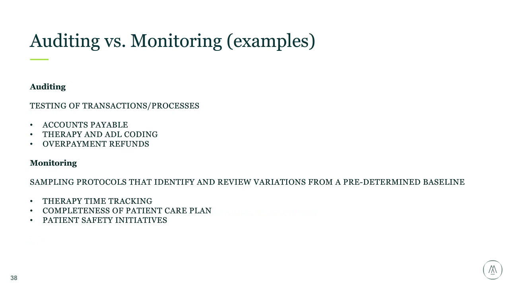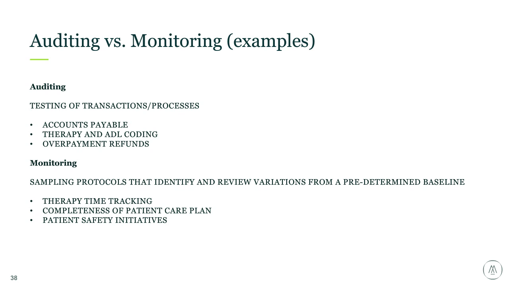So within those auditing processes, when we go through and test transactions, we can look at AP, we can look at therapy and ADL coding, we can look at our MDS, you could even look at overpayment and refunds. And then, on the monitoring side, as I mentioned before, there's all manner of areas that can be monitored. These are some that we know have come up as a function of OIG and other reviews on a daily basis when you're going through, looking at therapy time, looking at concurrent therapies and other areas that are being performed in that space.